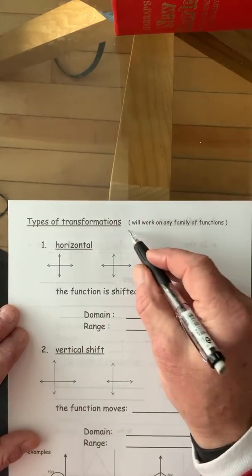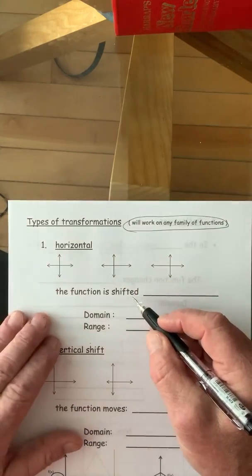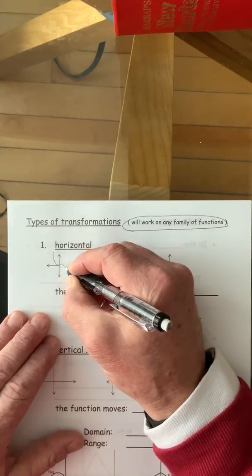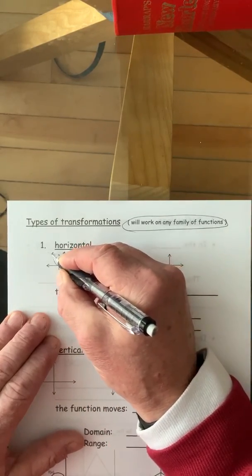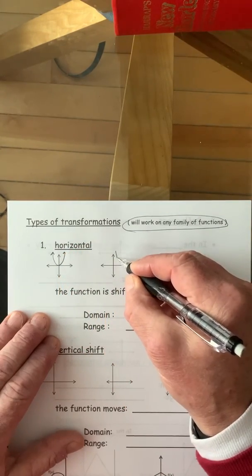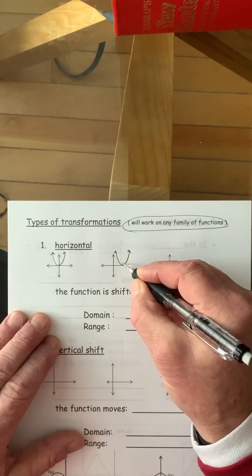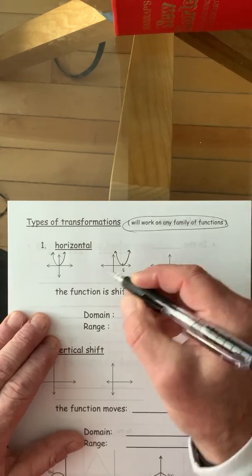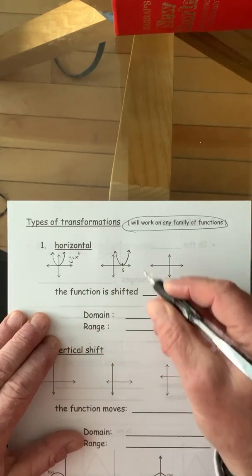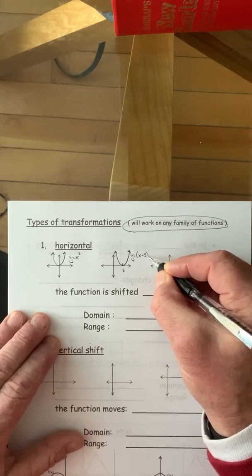Transformations can happen to any of the families we just talked about. The first one we're going to do is horizontal transformations. We'll begin by just starting with one of our basic ones, a parabola. I can take that parabola without changing its shape. I can shift it over. This guy would have an equation y equals x squared. This one would be y equals x minus 5 squared.